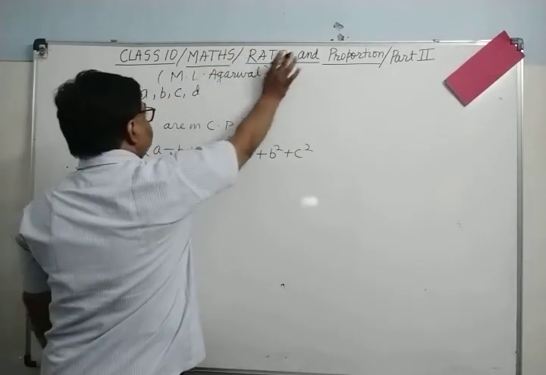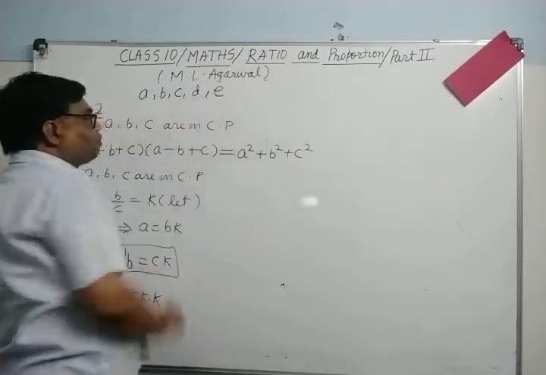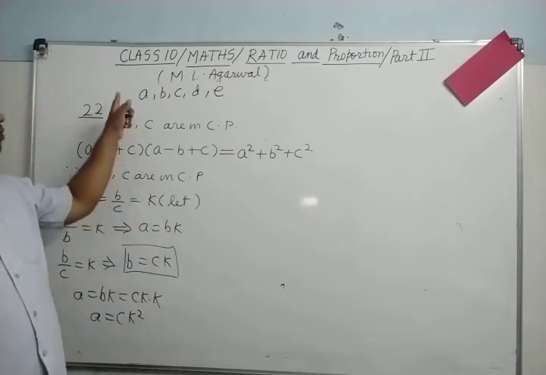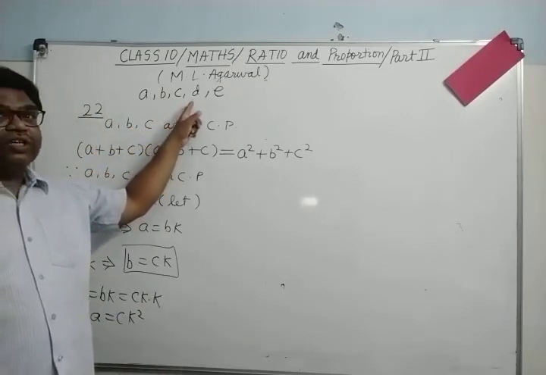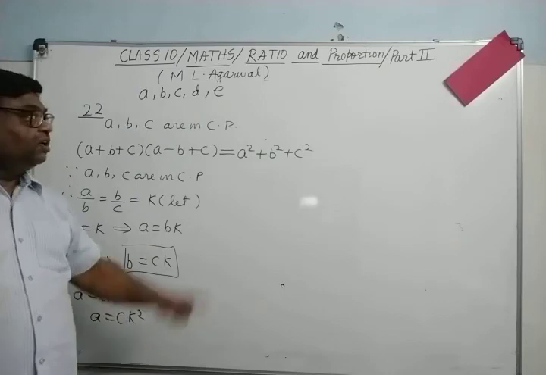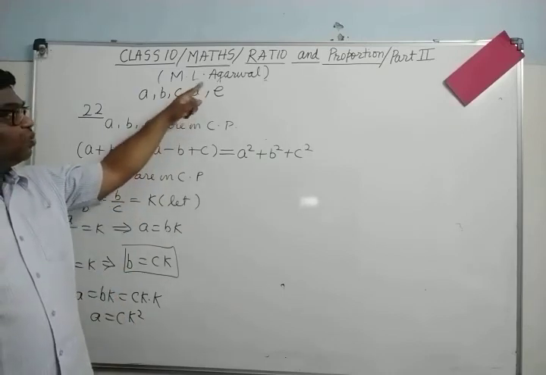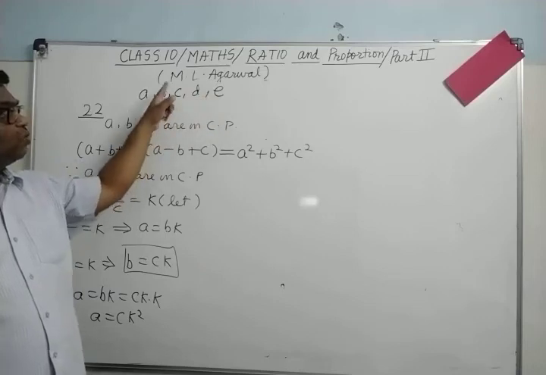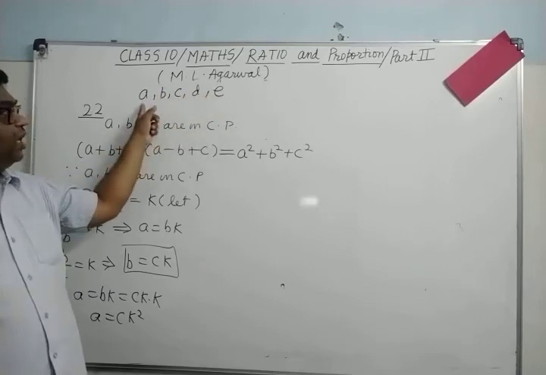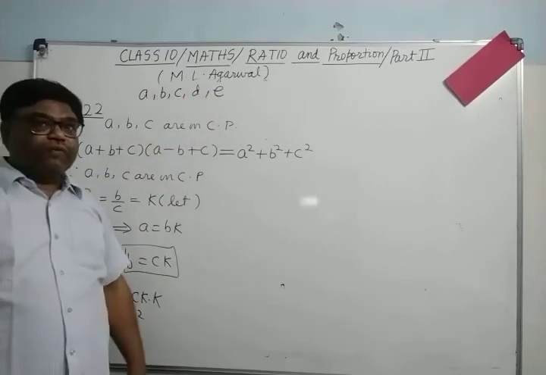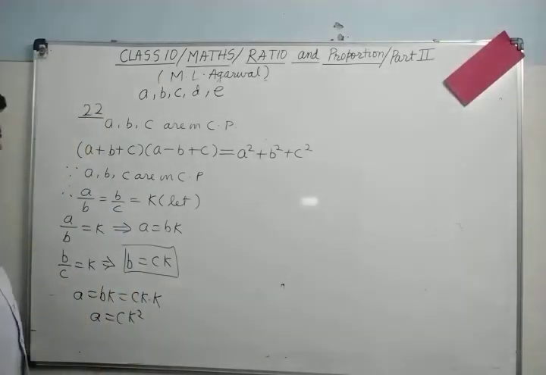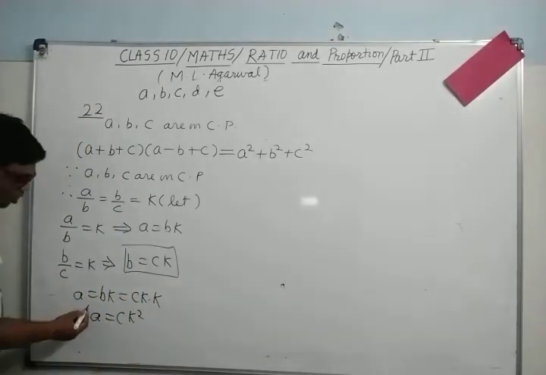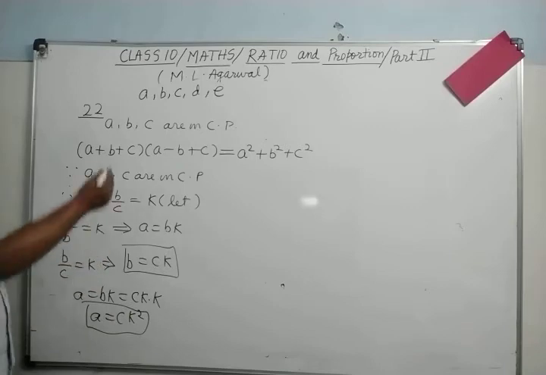Suppose A, B, C, D, E are in continued proportion, then we will find the value of all the terms in terms of E and K. What will be the value? D equals EK, C equals EK square, B equals EK cube, A equals EK to the power 4. So that way you will find the value.